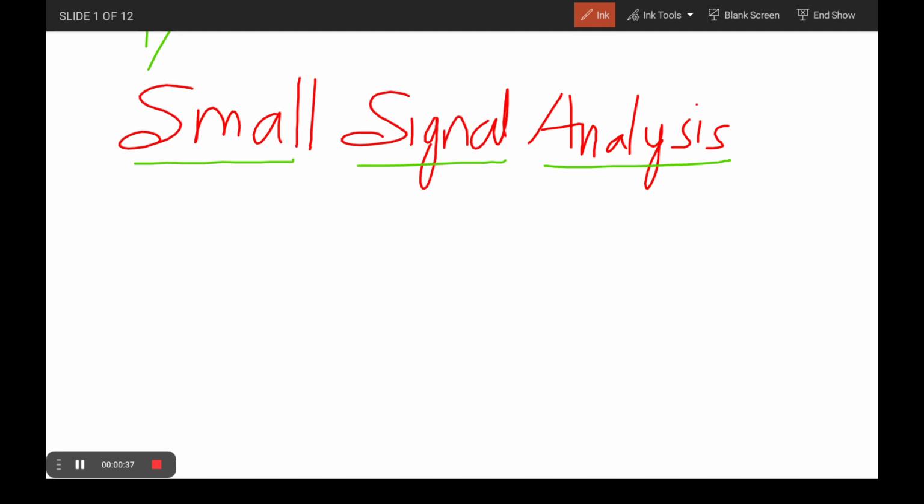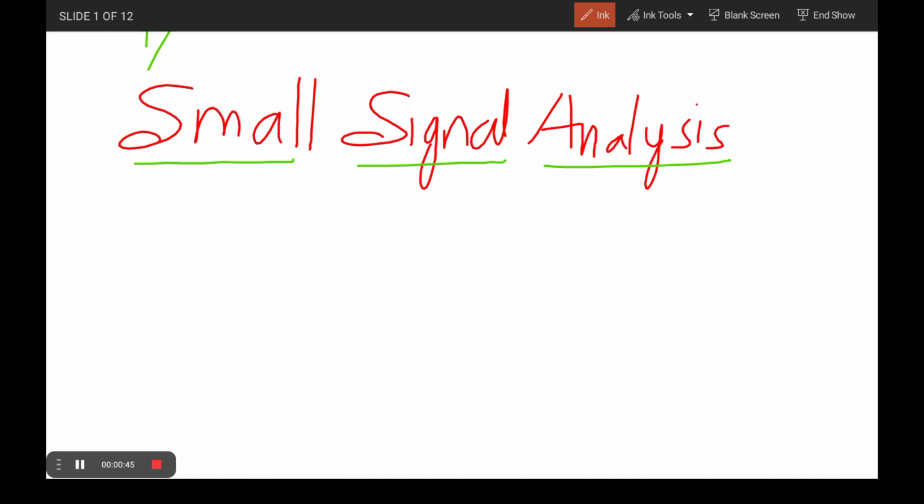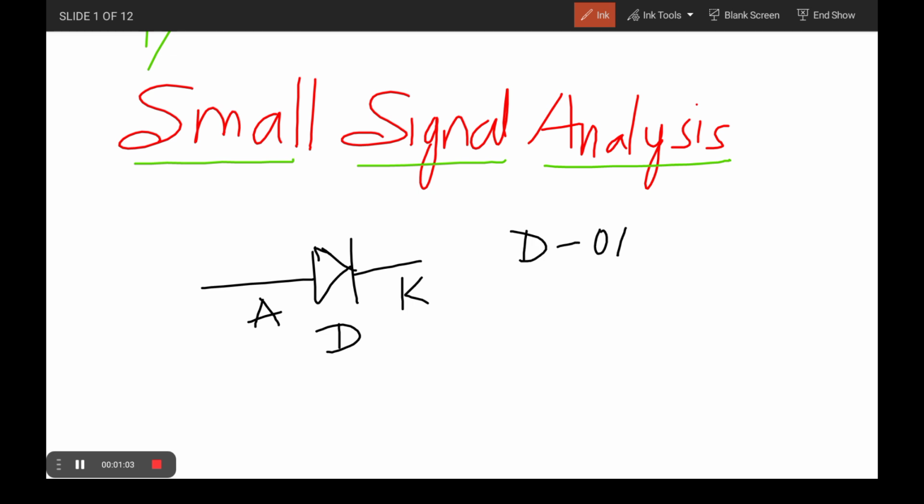Generally, the symbolic representation of a PN junction diode is this, which is called a diode. It has an anode and a cathode. It can be represented as D, where D is nothing but a diode. So when D is on, the diode is in on condition, which means it acts as a short circuit.